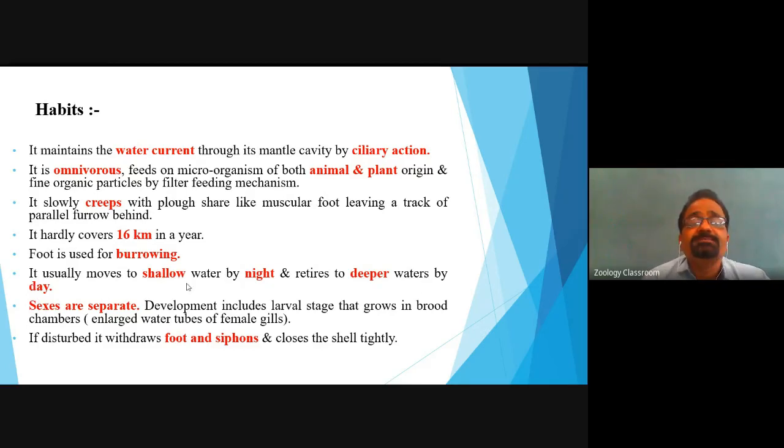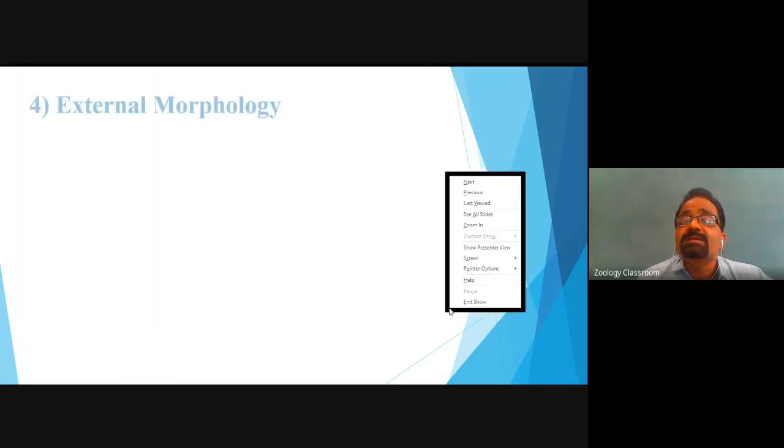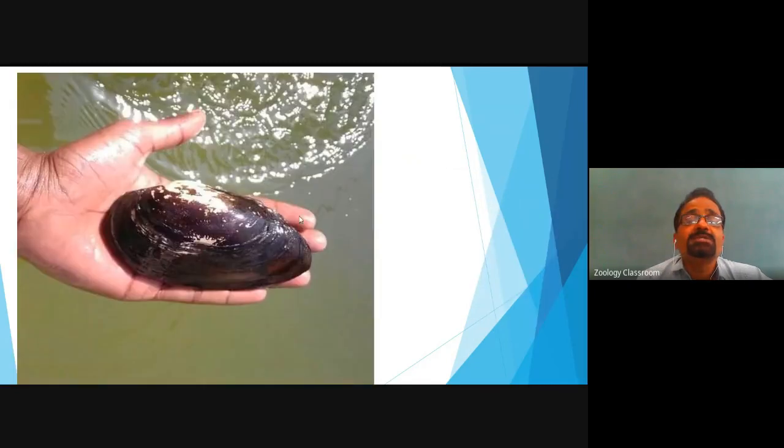Sexes are separate, meaning male and female are separate, but you cannot make out whether the animal is male or female externally, because it does not exhibit any sexual dimorphic character. If disturbed, it withdraws the foot and siphon inside the body and closes the shell tightly. See, this is how the animal appears. This is a bivalve, गोड्या पाण्यातला शिंपला, what we call it in Marathi, शिंपला. How it appears.